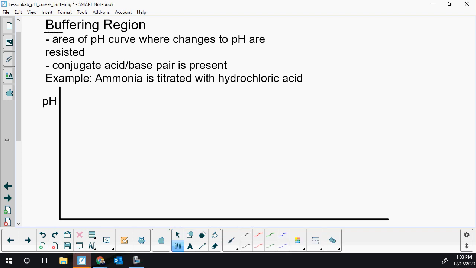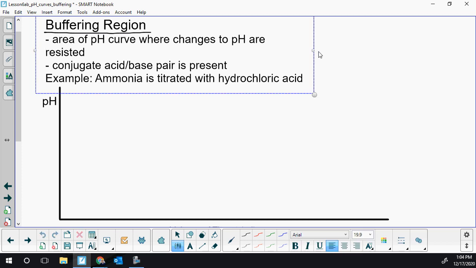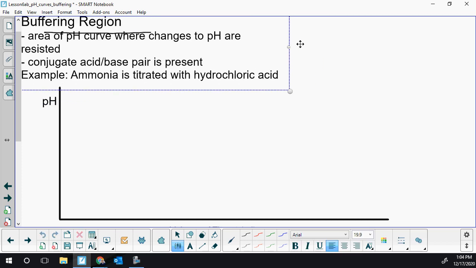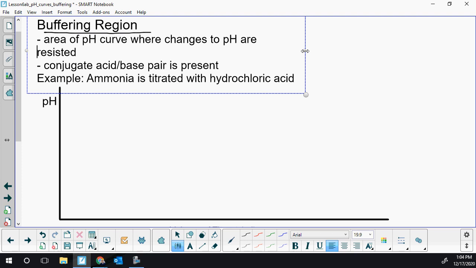Okay. So buffering regions. If students have done biology classes, buffers have probably come up a fair bit. Buffering regions are buffering solutions, or solutions that resist pH change. We're going to be looking for areas on a pH curve where changes in pH are resisted. And there's a few things we need to correctly identify when this occurs.